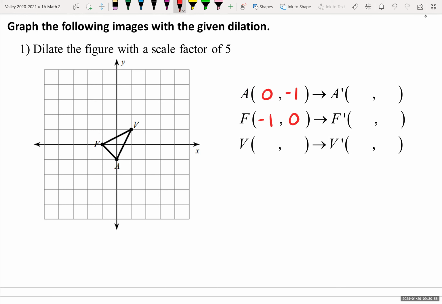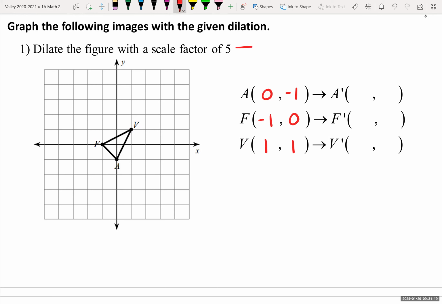Then I'm going to go to V and do the same thing. So V from the center, from the middle, I move to the right 1 and up 1. Right 1 just gives me a 1 first. Up 1 gives me a 1 second. So that's the very first thing you have to do every time: figure out what the original ordered pairs are. Then we can multiply by the scale factor.